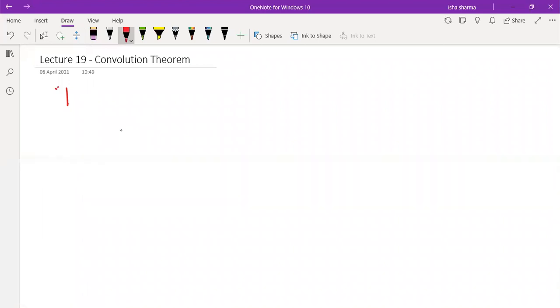In this lecture we are going to discuss a theorem which is the convolution theorem. It is a part of the chapter Laplace transform, which we are already doing.